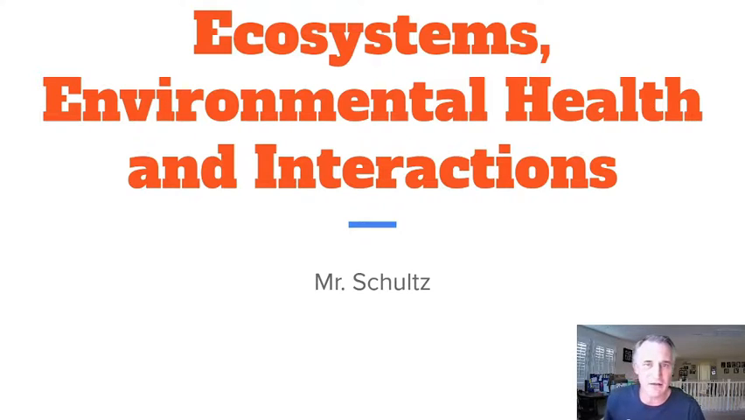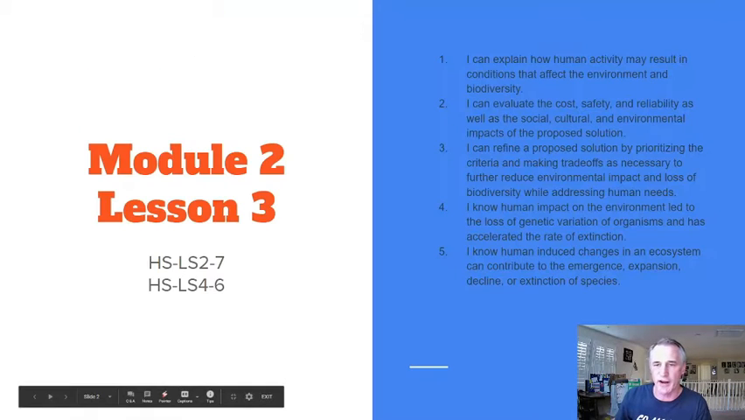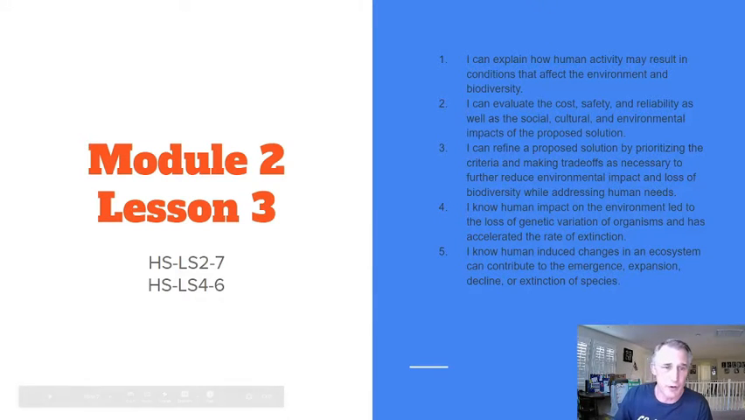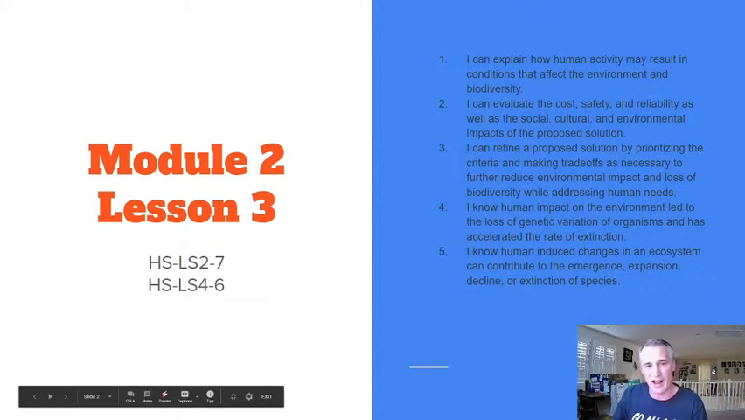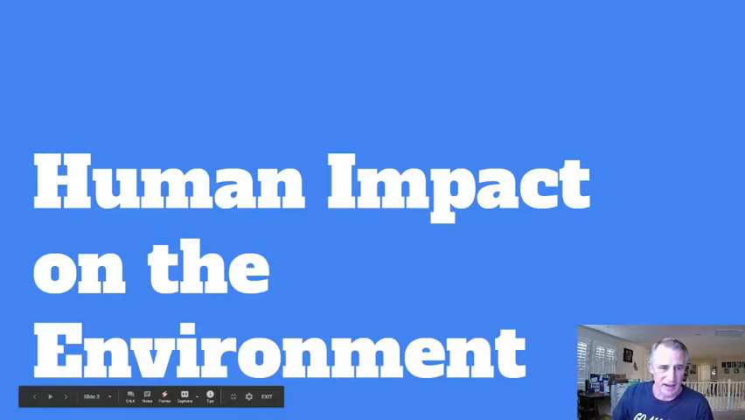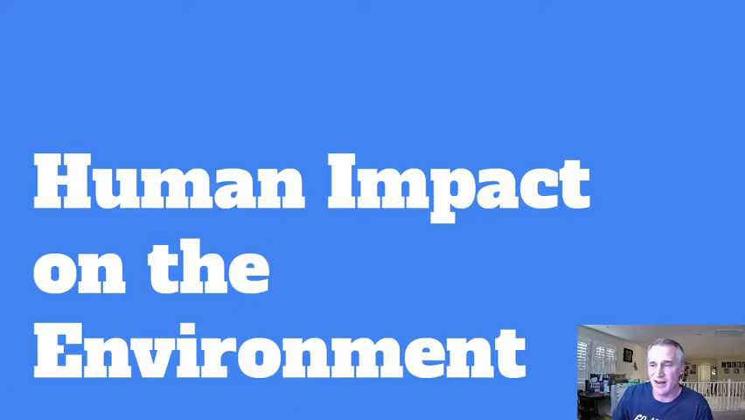So we're still talking about ecosystems, environmental health, and interactions. This time around, we're going to be looking at Module 2, Lesson 3, which is going to focus on human impacts in the environment. So here's a few of the learning objectives that we're going to have this week. And again, our focus is going to be on human impact on the environment, and we'll get jumping right into it. We'll start with a few slides of a review, and then we'll go right into the new stuff.